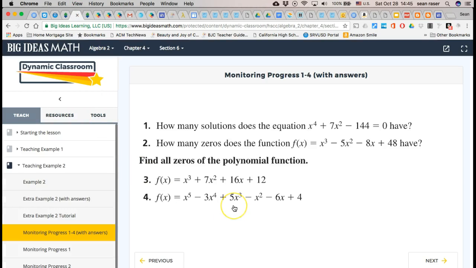So what I want you to do right now is go ahead and answer the questions that pop up about these equations.